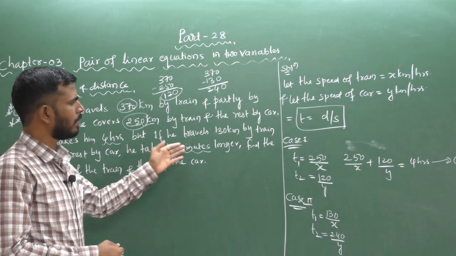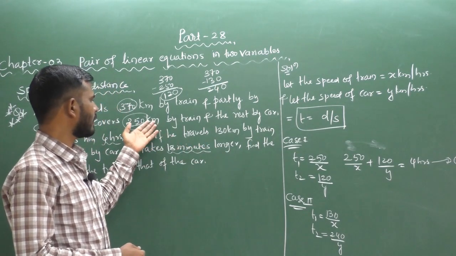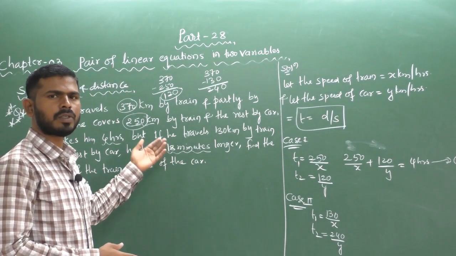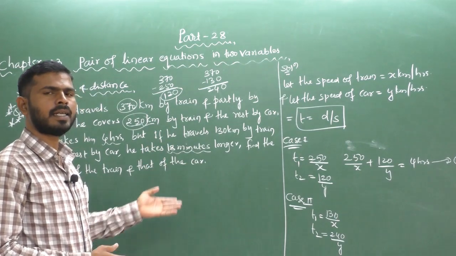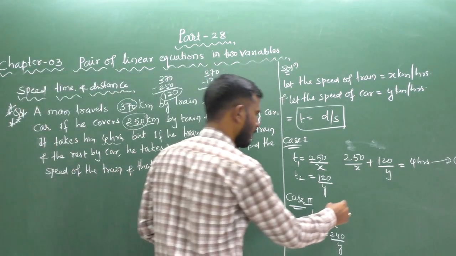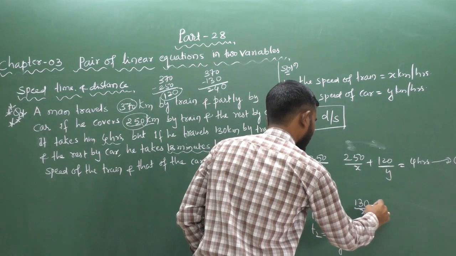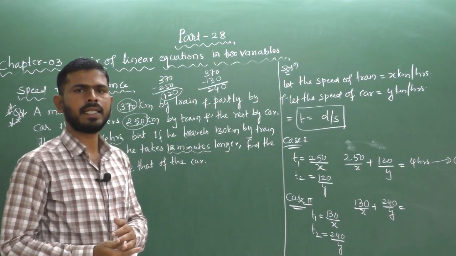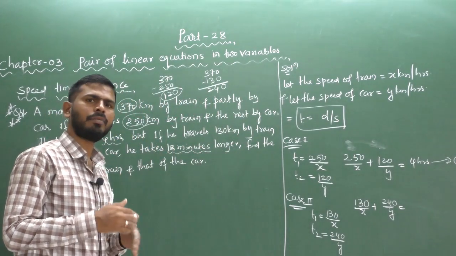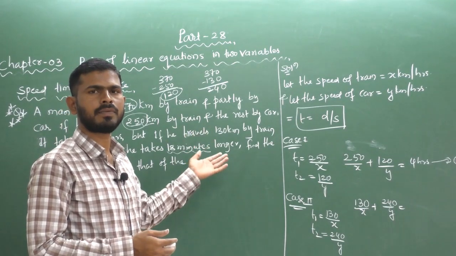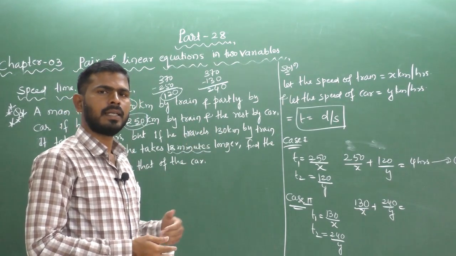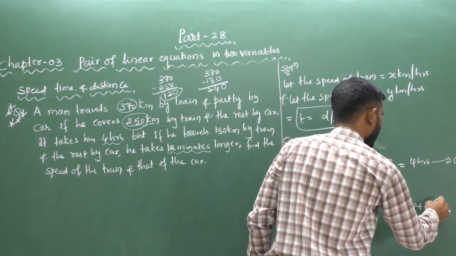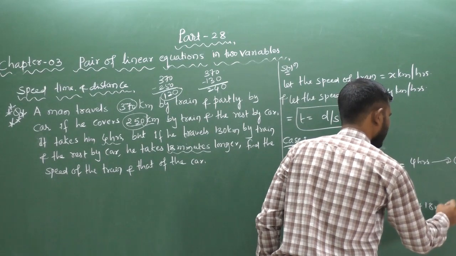It takes 18 minutes longer. Comparing the first condition and the second condition, the second condition will take longer, that is 18 minutes. How much longer? 18 minutes extra. So I will take here 130 by x plus 240 by y equal to 4 plus 18. Don't take only 18, it is 18 minutes longer than the first condition. The first condition takes 4 hours; in the second condition, 18 minutes longer means you can write 4 plus 18 minutes.